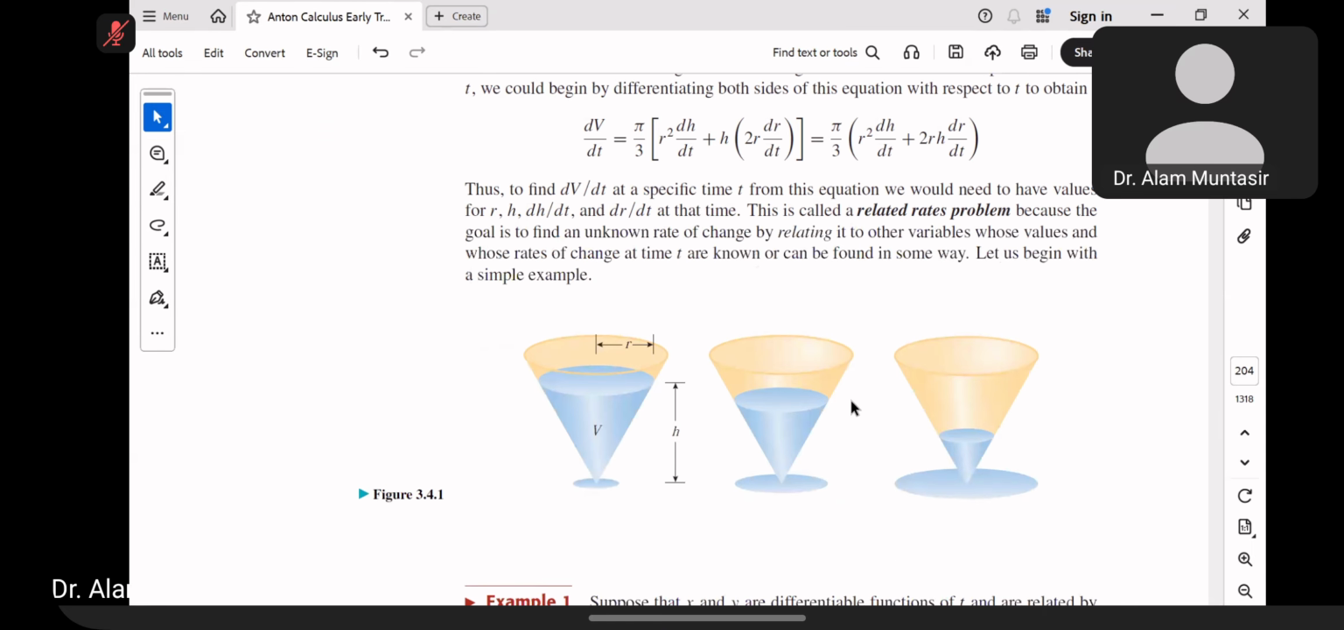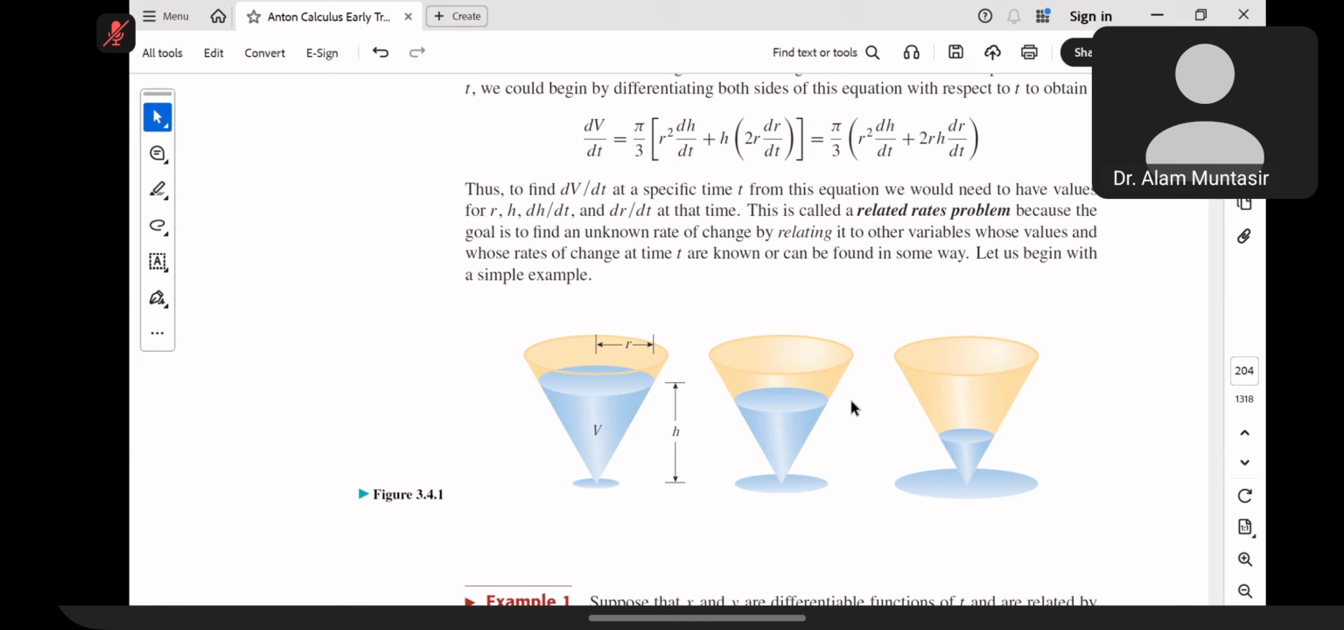Just look at the figure. You can change the volume of a liquid stored inside this right circular cone by changing its height as well as its radius. So volume depends on r and h. That means radius and height both are independent variables for the volume.